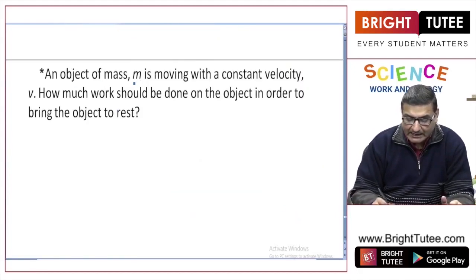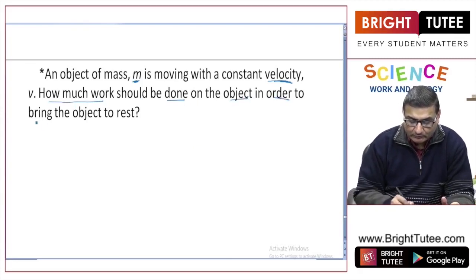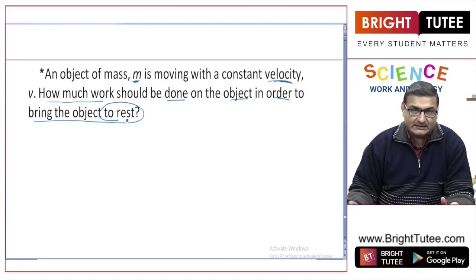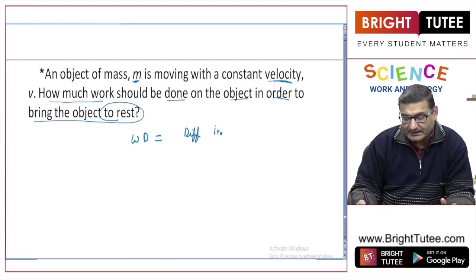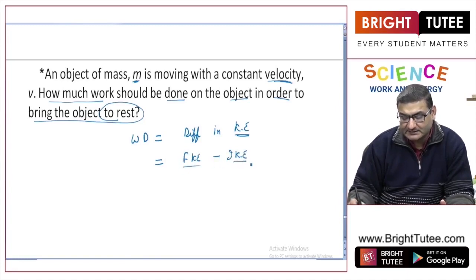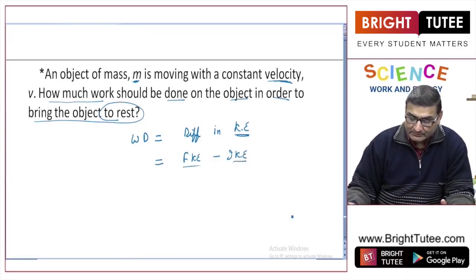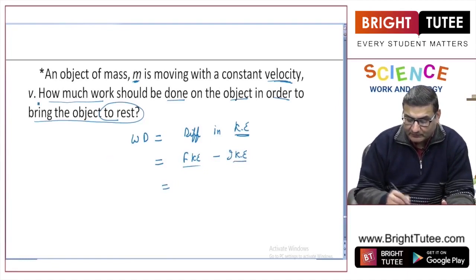An object of mass m is moving with a constant velocity. How much work should be done on the object in order to bring the object to rest? Now we know that work done is equal to the difference in kinetic energy of the body. It is the final kinetic energy minus the initial kinetic energy, right? So initially it was moving with a velocity v.